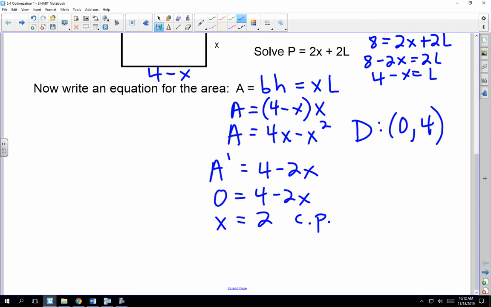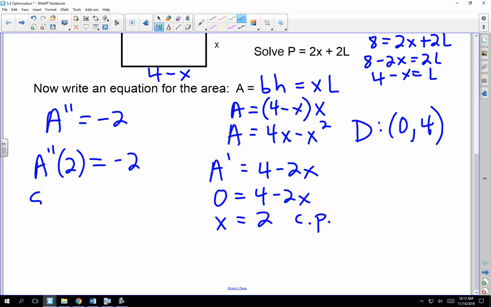I really like the second derivative test because this is a polynomial. So A double prime, from A prime, is negative 2. Here's what the second derivative test says. We're going to just test 2. A double prime of 2 is going to equal what? If I plug 2 in for x in here, what do I get? Yeah, there is no x in here. It's a constant. So it doesn't matter what the number is. It's going to be negative 2.